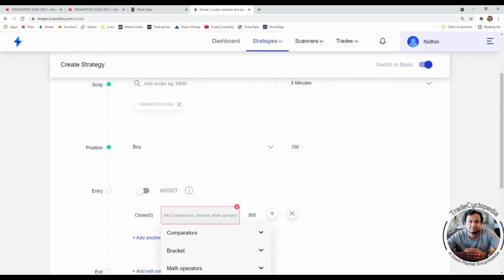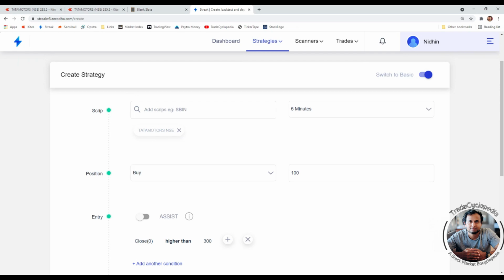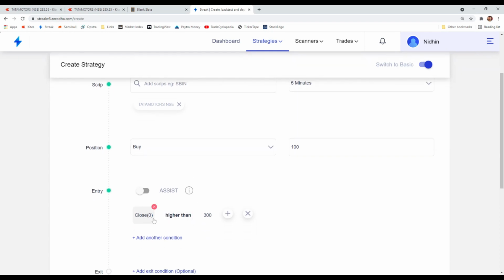If I'm just putting higher than here instead of higher than or equal to, then that's simple mathematics. It will not take an entry at 300, but it will trigger an entry whenever the price crosses above the 300 level. So let it be 300.1, then it will trigger. Maybe the high of that specific candle may touch that level, but if the candle closes below that level, then it will not take an entry. It will take an entry only if a 5-minute candle closes higher than 300 rupees. So that is a simple explanation for this specific condition.